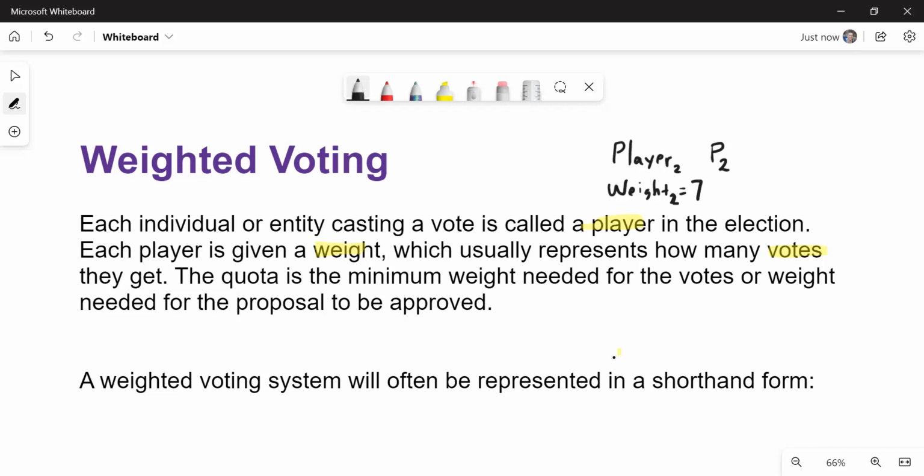And the weight can be anything. It could be a weight of 1, 2, 3, 4, 5, 6, 7, up to 50. It could be 100. It could be anything, as long as it's a whole positive number. So when you get a weight, that just tells you how many votes you get.